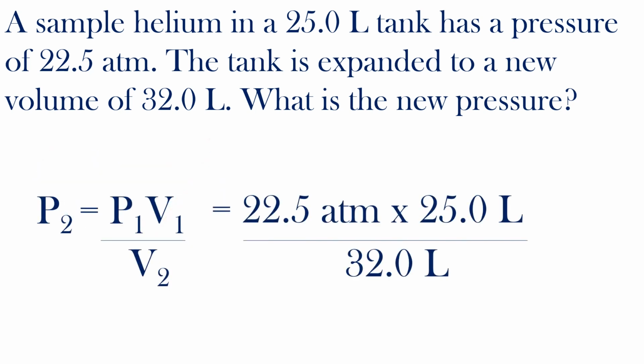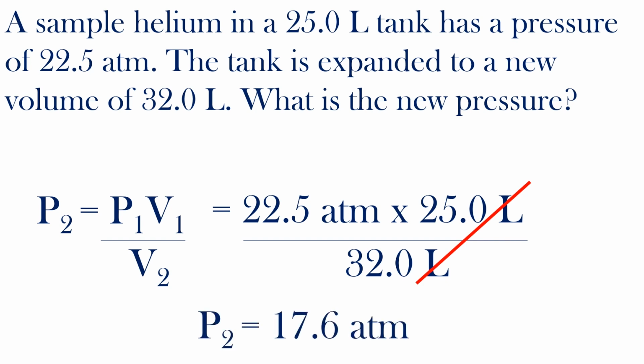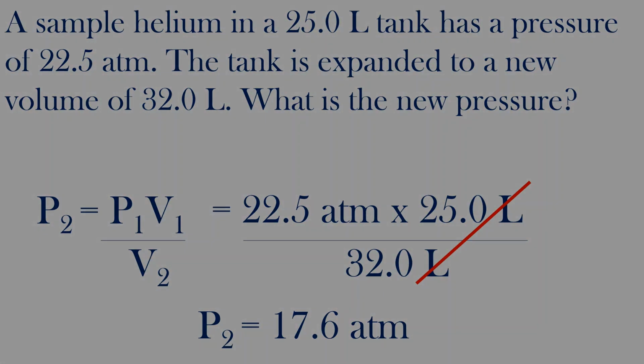I can now insert my initial values in the numerator and final volume in the denominator. This gives me a final pressure of 17.6 atmospheres, which makes sense. The volume was increased, thus the pressure decreased.